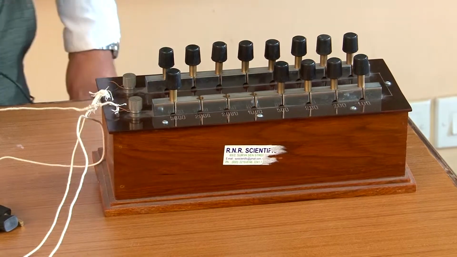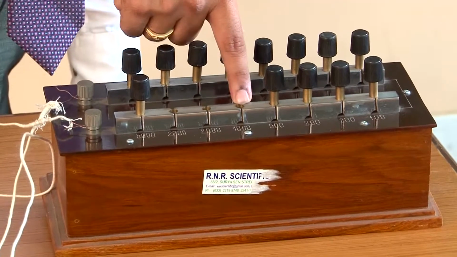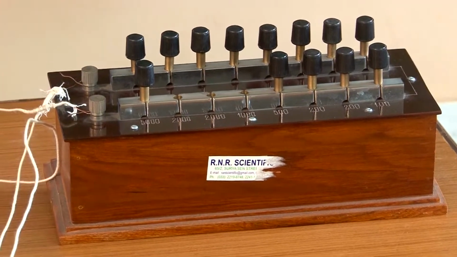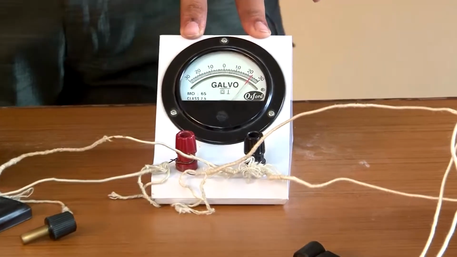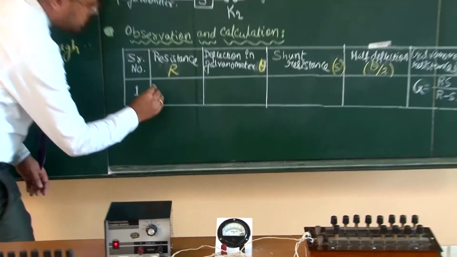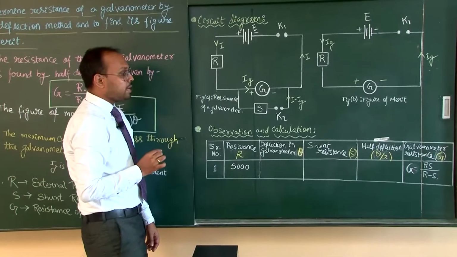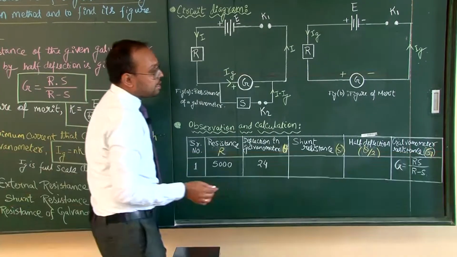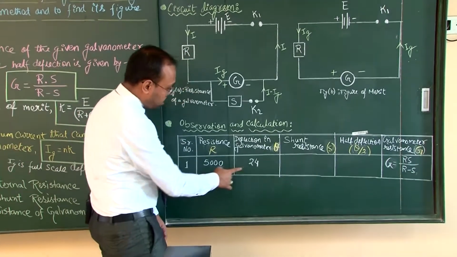Now, see here, 3 keys have been opened: 2000, 2000, 1000, that means 5000 ohm I have given here. For 5000 ohm I am getting a deflection of 24, that means theta is 24 here. So, let us take the reading on the board. Resistance has been given 5000 ohm, deflection is 24.